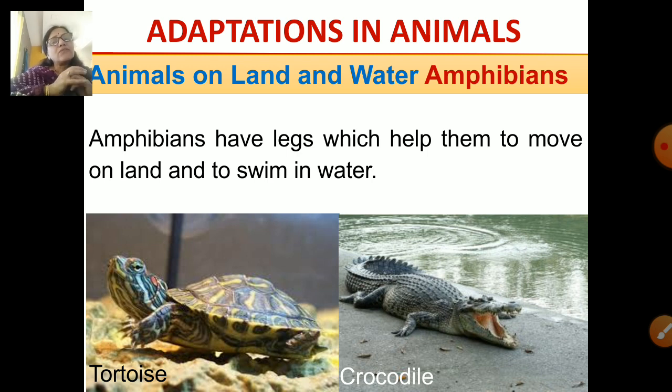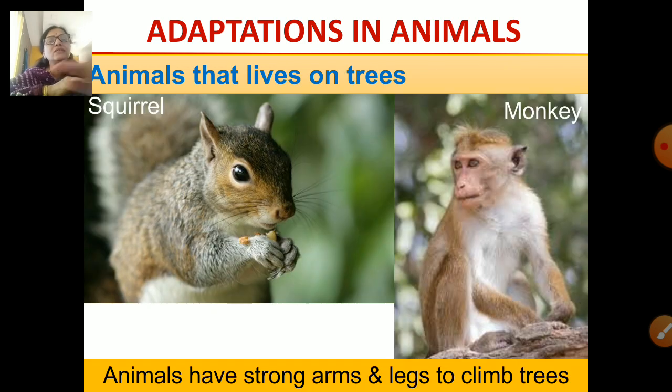And amphibians have also got legs with which they can move on the land. They can walk, meaning they can move on the land, and these legs also help them to swim in the water. This is how amphibians are adapted to live on land and in water. Right, children? Okay.